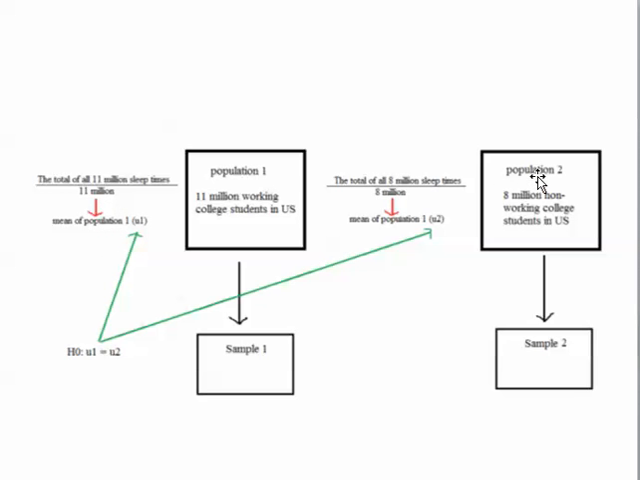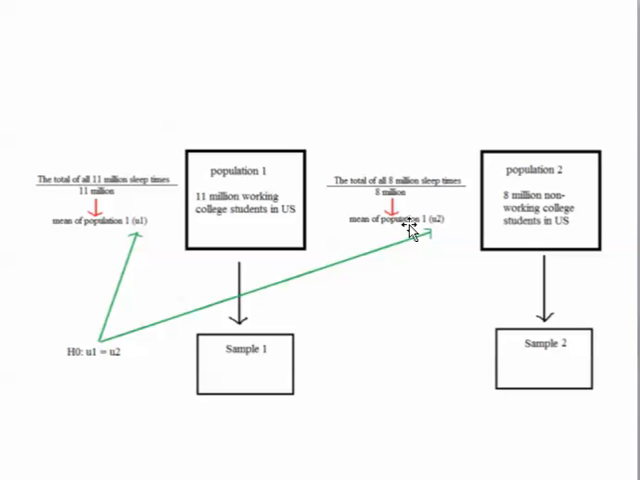What about the mean of population 2? If you wanted to actually calculate the mean hours slept per night by this population, you would have to ask all 8 million people in this population how many hours of sleep they're getting per night. You would have to add the 8 million answers and divide the total by 8 million. That would give you the mean hours of sleep for population 2.